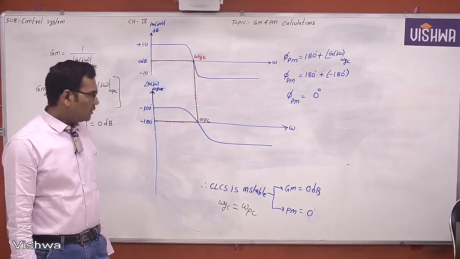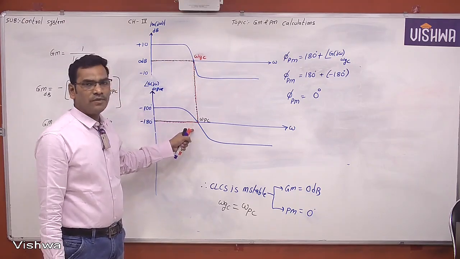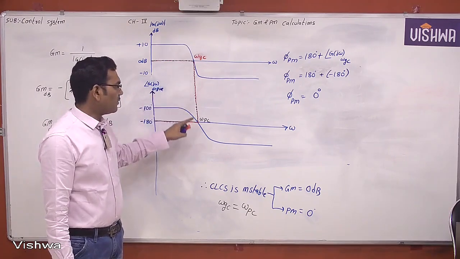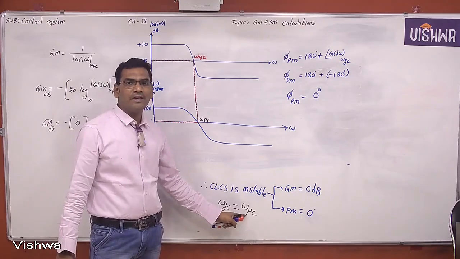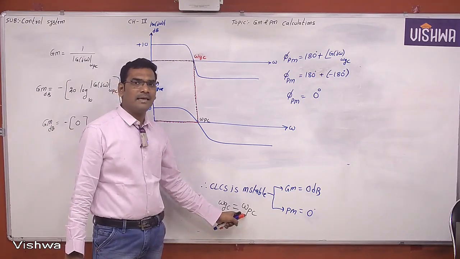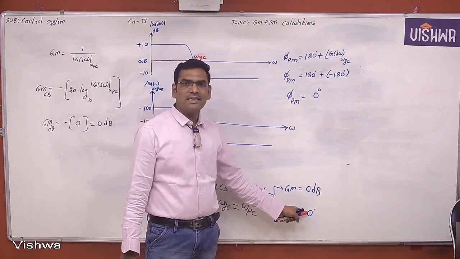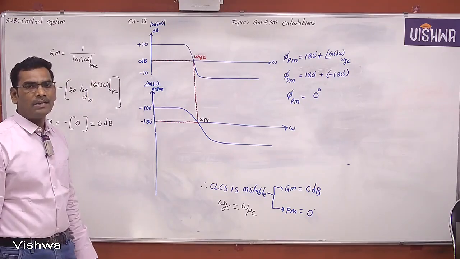Okay. Now students, this is the gain crossover frequency and this is the phase crossover frequency. If you see in this example, both the gain crossover frequency and the phase crossover frequency are the same. Whenever the gain crossover frequency and phase crossover frequency are the same, the gain margin is exactly 0 dB, the phase margin is exactly 0 degrees, and the closed loop control system is said to be marginally stable.